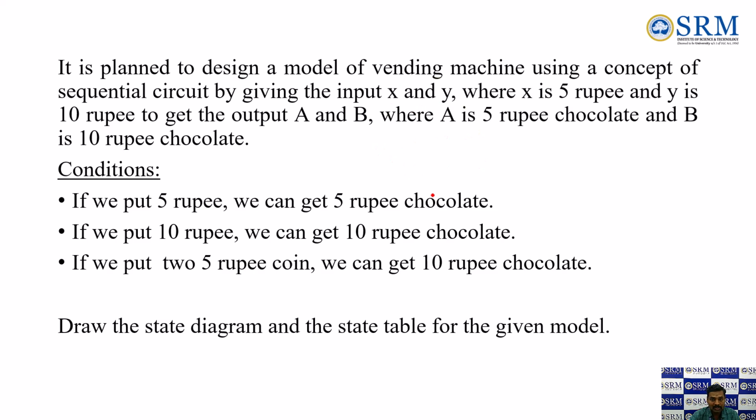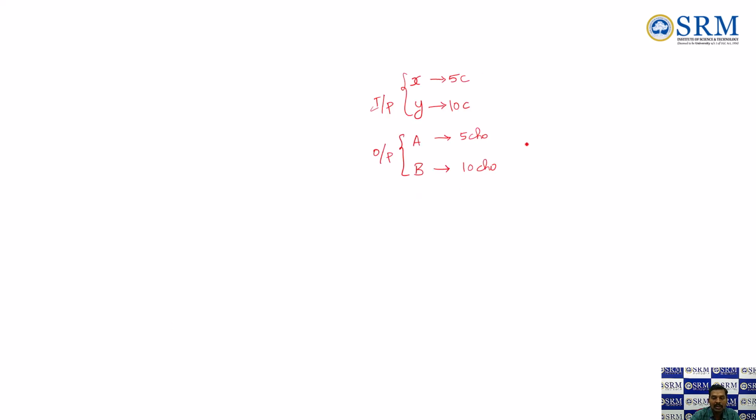So also the conditions were given. If you put two 5 rupee coins, we can get 10 rupee chocolate. For 5 rupee coin, you can get 5 rupee chocolate. For 10 rupee coin, you can get 10 rupee chocolate. For two 5 rupee coins, the machine has to dispense a 10 rupee chocolate. So it's a very important condition that should be noted, right? So for that, let us see how we are going to analyze the state diagram.